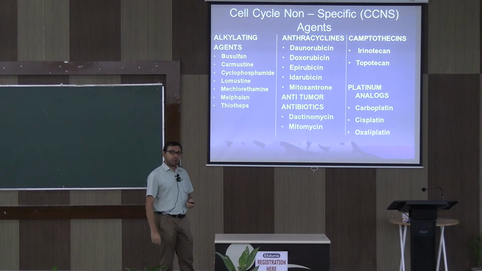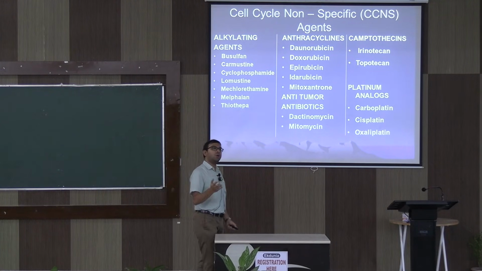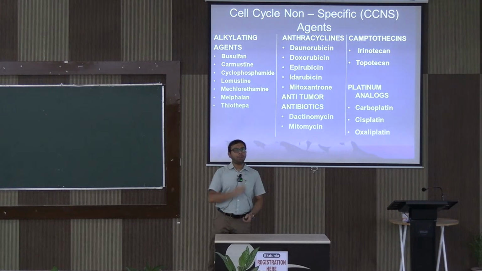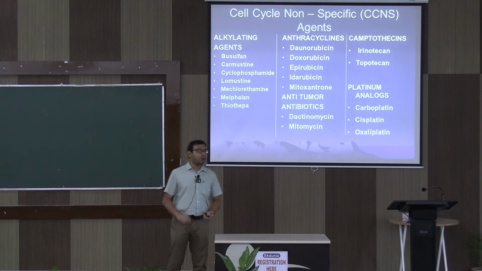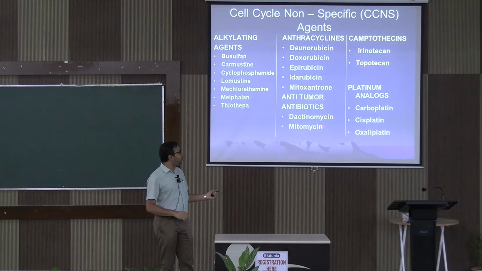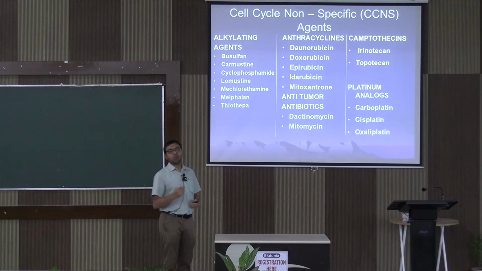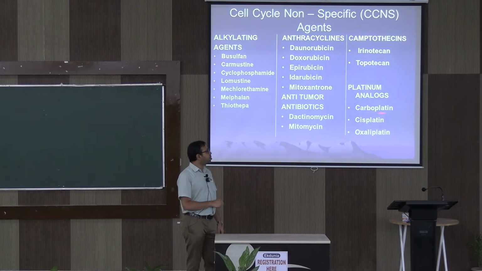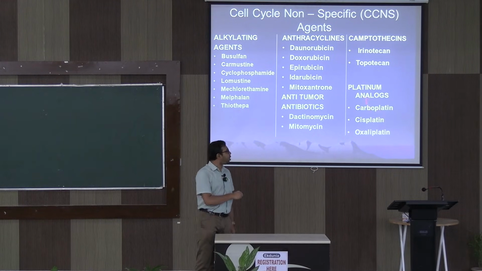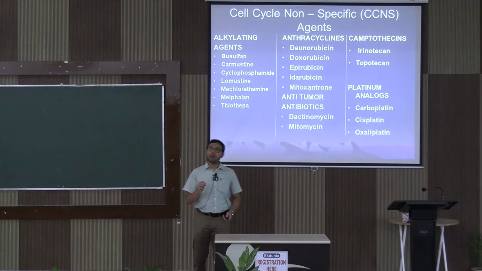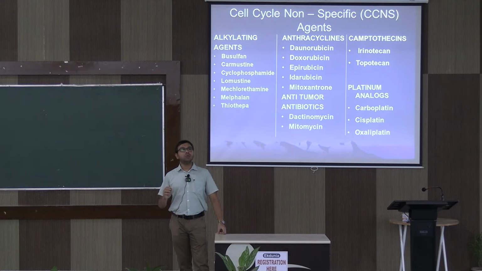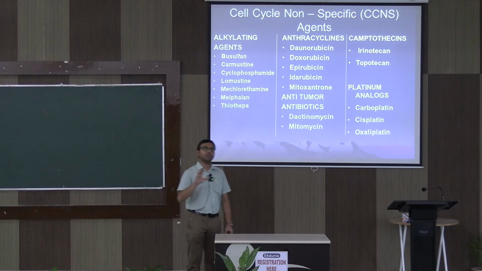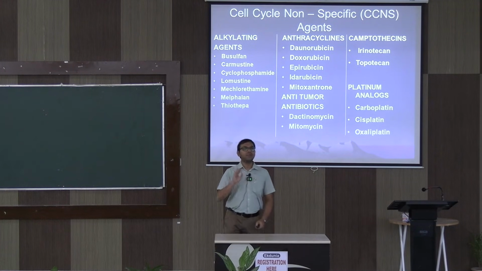Anti-tumor antibiotics. These are antibiotics that also kill microbes, but also act as anti-tumor antibiotics. Examples are dactinomycin, mitomycin. Camptothecins like irinotecan, topotecan are also cell cycle non-specific drugs, and there are some platinum analogs like carboplatin, cisplatin and oxaliplatin. These are also very commonly used. These are also cell cycle non-specific drugs. Cell cycle non-specific drugs are usually very potent because they can act on different types of cells in different phases of the cell cycle, but they are not very specific. That's the problem.